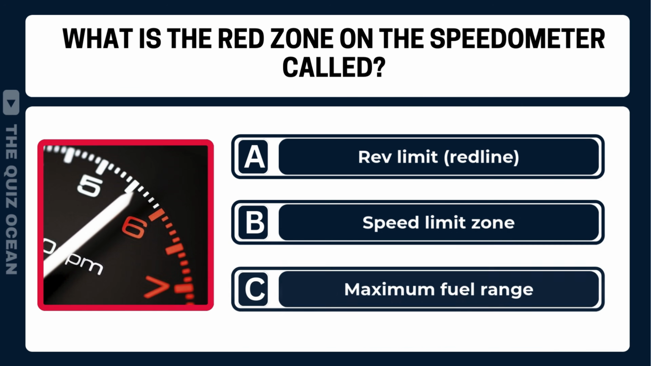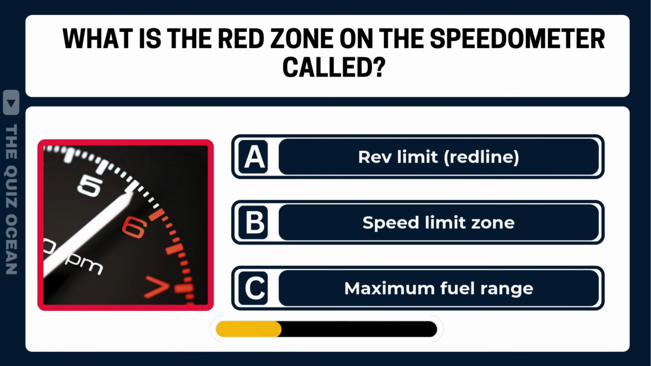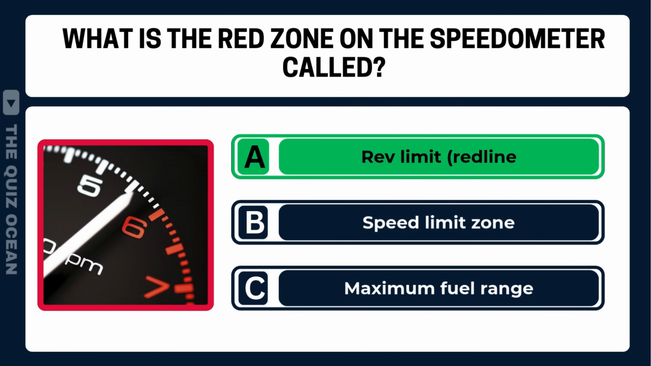What is the red zone on the speedometer called? A. Rev limit, red line. B. Speed limit zone. C. Maximum fuel range. The answer is A. Rev limit, red line.